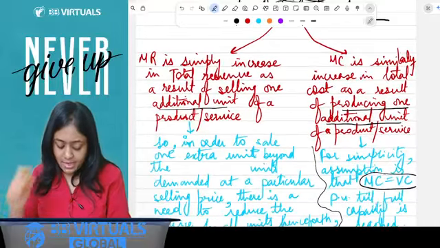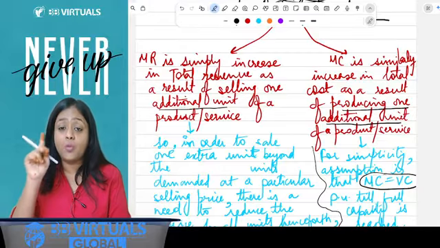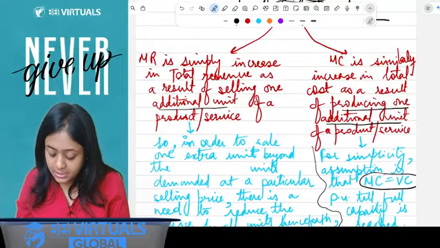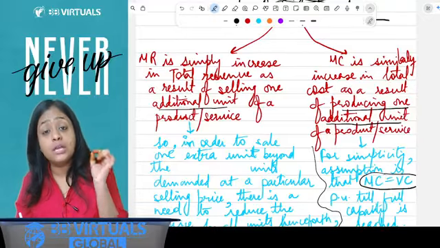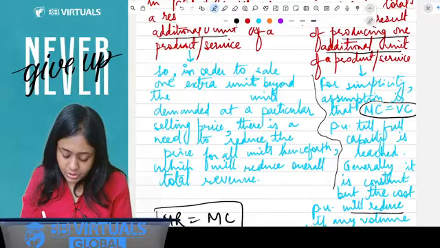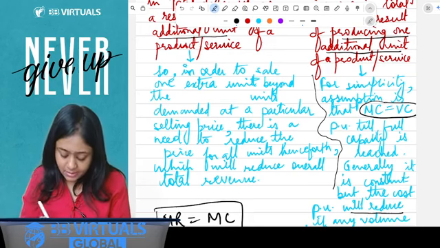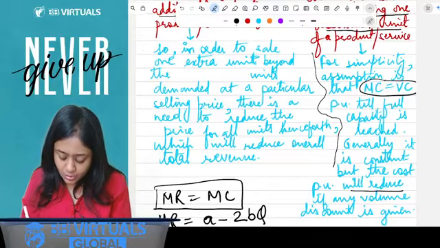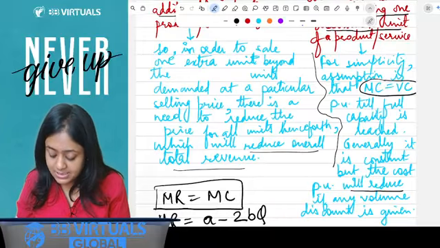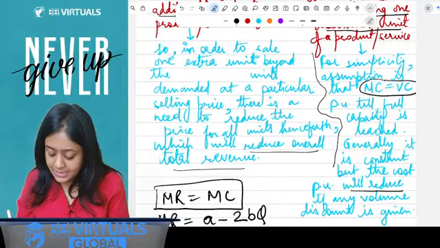Now, marginal revenue, like I told you, is simply the increase in total revenue as a result of selling one extra unit of the product, that is incremental revenue. Marginal cost is similarly the increase in total cost as a result of producing one extra unit. In order to sell one extra unit beyond the units demanded at a particular selling price, there is a need to reduce the price for all units henceforth, which will reduce the overall total revenue. And for simplicity, the assumption is that MC is equal to VC, the variable cost per unit, till full capacity is utilized.